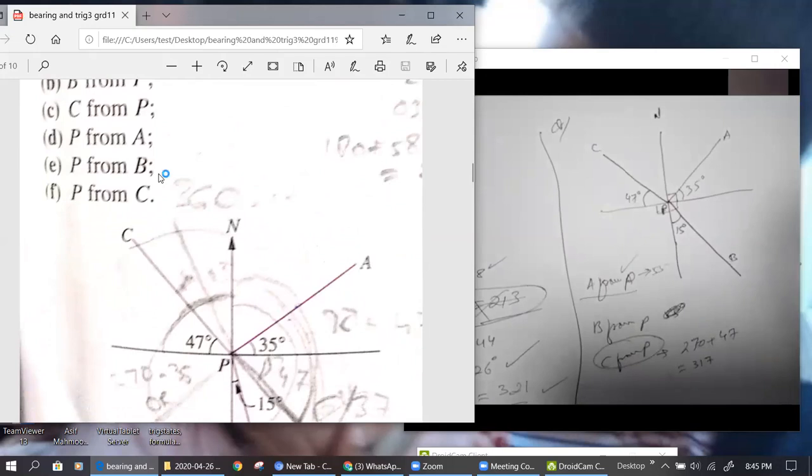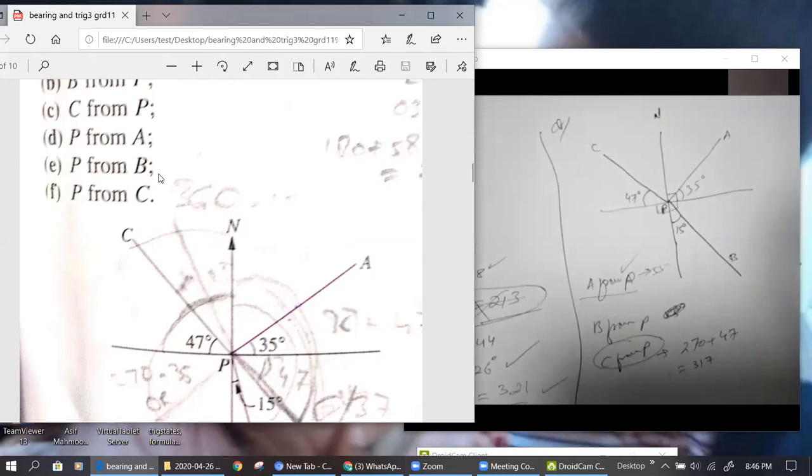So 90 plus 75 equals 165. Yes, 165. Because you pick your left ear from your left hand. Just go to 180.